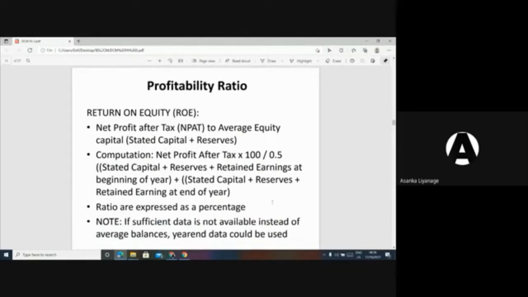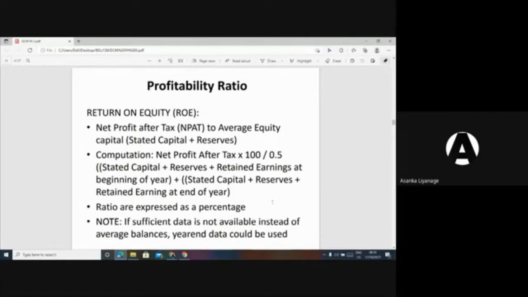Next, profitability ratio is return on equity. What is equity? Equity means stated capital plus all the reserves. Stated capital plus all the reserves will form the equity. Right?